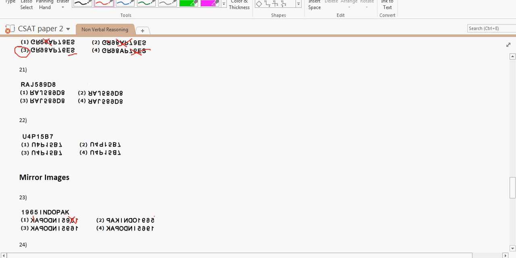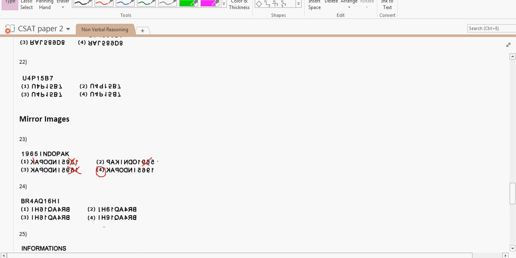This is obviously wrong because on the rightmost side it has to be 1. So let's look at this. This is again wrong because 9 has been wrongly placed. So the only answer choice we are left with is 4.